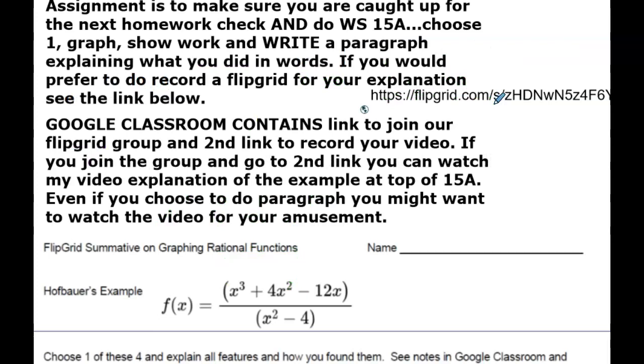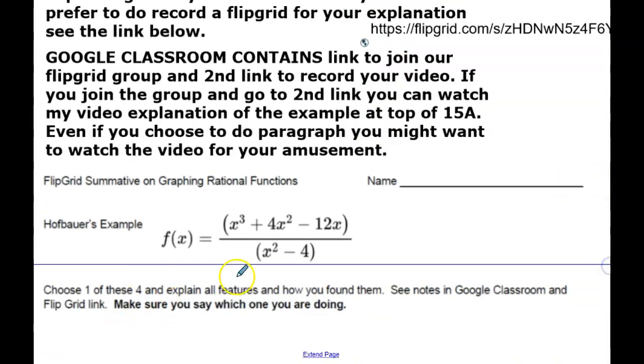This is your assignment this weekend. Did I get a chance to talk to you about this yesterday at all? Okay. It is on worksheet 15A of the Unit 2 packet. The worksheet looks like this. It says Flipgrid summative on graphing rational functions, okay? I haven't decided if I'm going to count it as a summative or not yet. I guess I should make that decision, but I really want you to do it, okay?